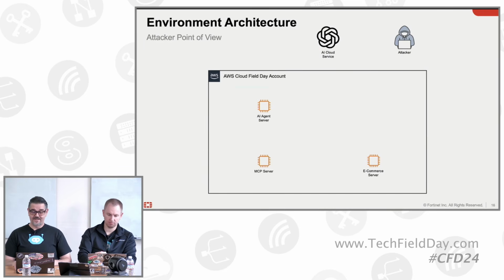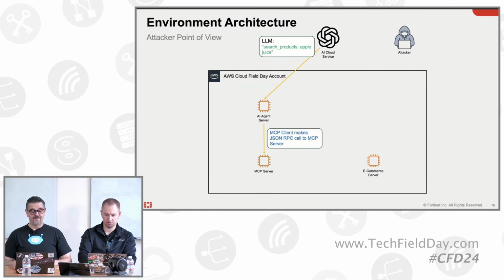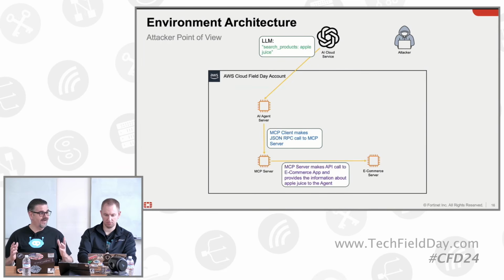So OpenAI is going to take that information and chew on it, and it's going to say, okay, there's a tool. I'm going to make a tool call, search products, and I want to look for apple juice. The AI agent then uses an MCP client to make a JSON RPC call to our MCP server, which in turn translates that into a standard RESTful API call, pulls the information from our e-commerce app, and then provides that back to the large language model via the agent.